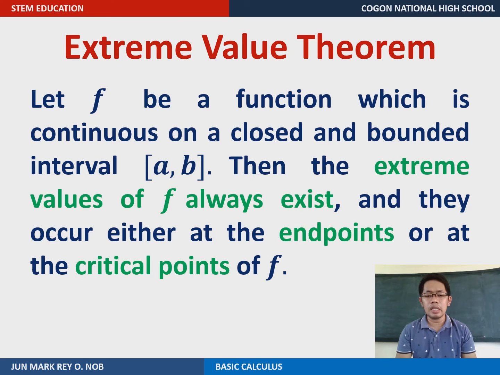They always exist and occur either at the endpoints a or b, or at the critical point or points, because we can have many critical points, not just one. But take note, this critical point should be part of the closed interval given, in this case the closed interval [a, b].